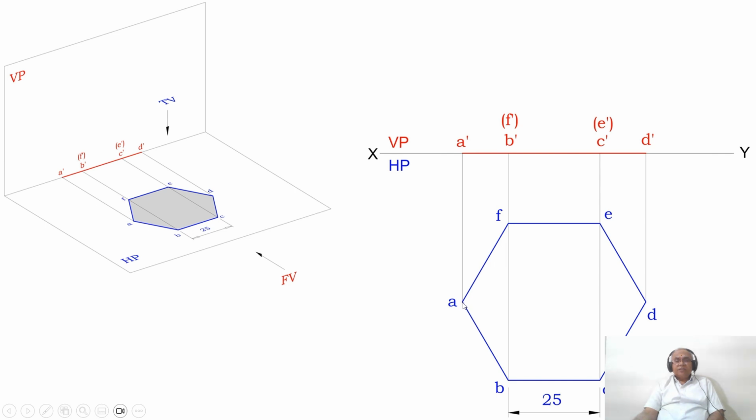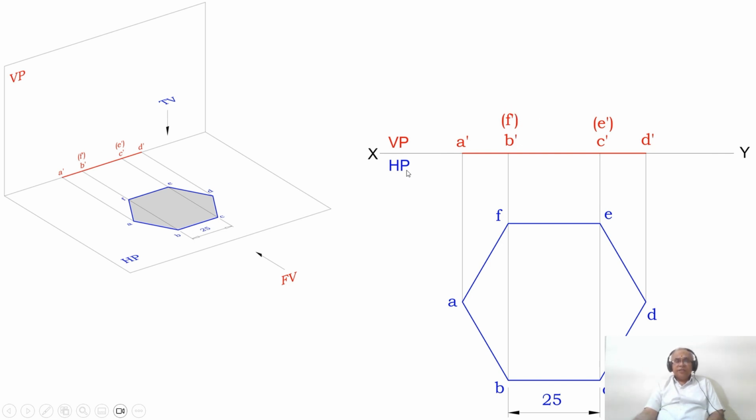Then you draw a vertical projector from A and D to the XY line. Then draw a vertical projector from B, F and C, E to the XY line. Then as you look from the front view, A, B, C, D is visible. So you mark those 4 points, A dash, B dash, C dash, D dash. Whereas E and F are invisible and coincide with C and B. Therefore, above C dash, you are going to have E dash in bracket. Similarly, above B dash, you are going to have F dash in bracket.